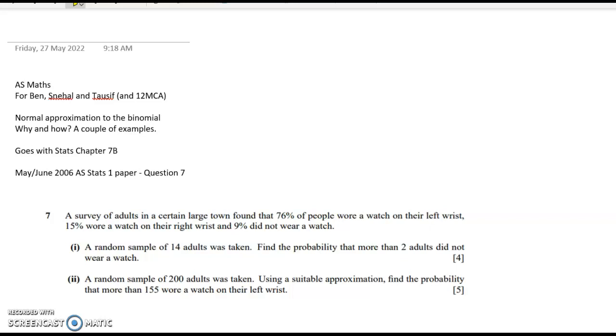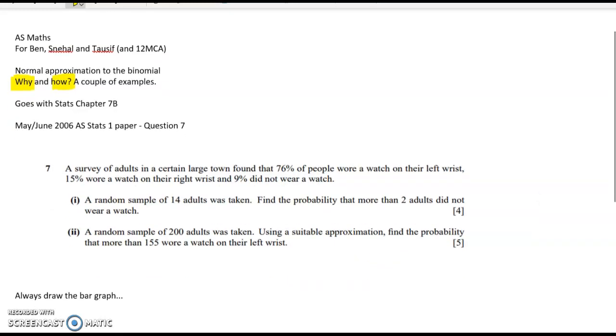So what I'm going to do in this video is basically go through an exam problem and do a little bit of teaching along the way. So the first thing we need to understand is why would we want to do this, and then how would we do it? And to look at that, I'm going to go straight into this question. So we've got a survey of adults in a certain large town that found that 76% of people wore a watch on their left wrist, 15% wore a watch on their right wrist, and 9% did not wear a watch.